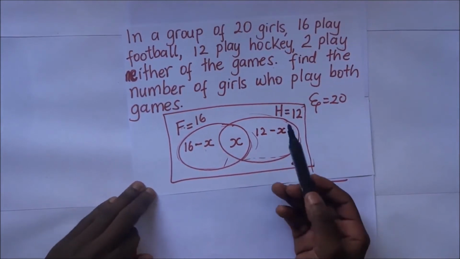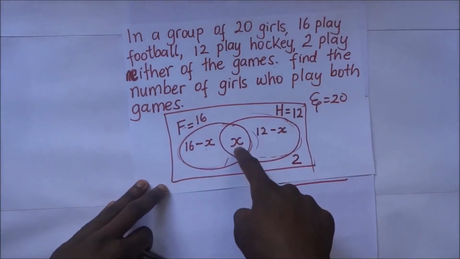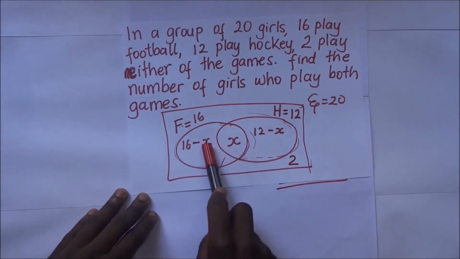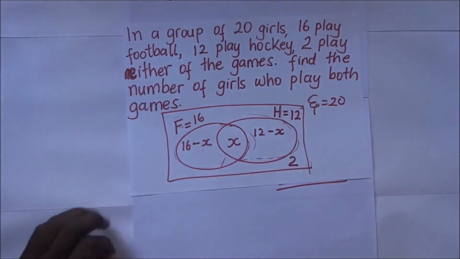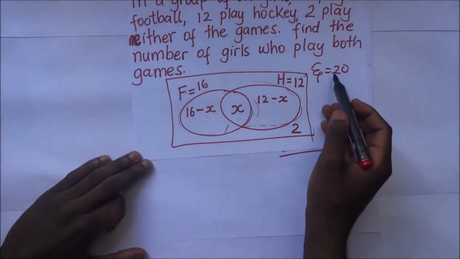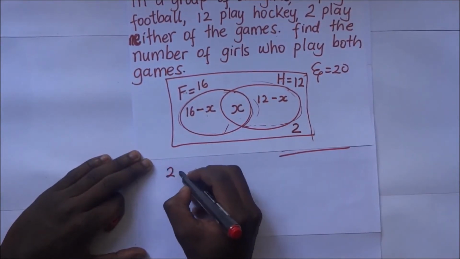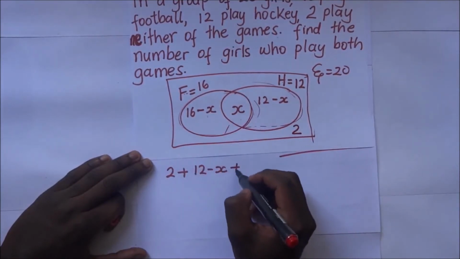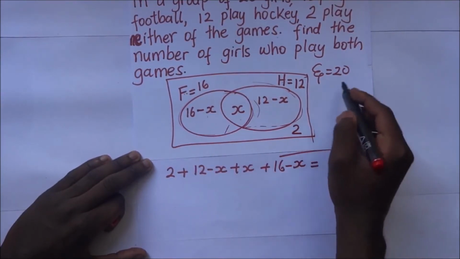So our task here is to find the value of x, because the value of x is the number of girls who play both games. And we shall get it by saying it is 2 plus this plus that plus this is equal to 20, which is the total number of girls. So we begin. It's going to become 2 plus 12 minus x plus x plus 16 minus x is giving us 20.